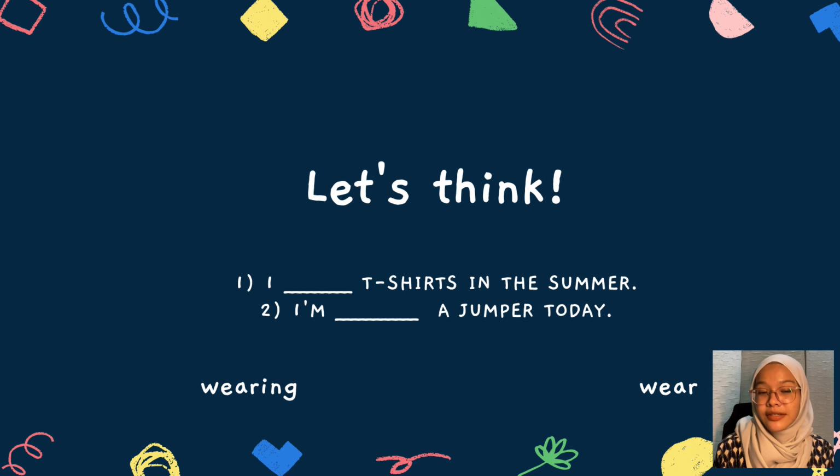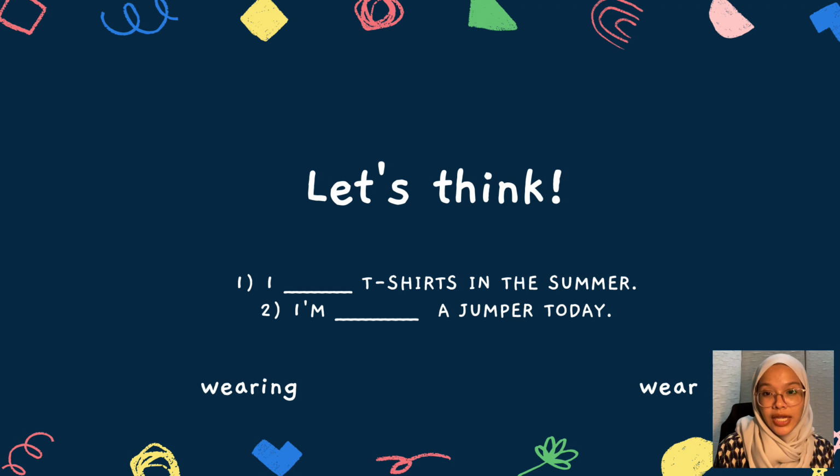The answer for number 1 is I wear t-shirt in the summer. Okay, the verb is in base form, so is it present continuous or present simple? It is present simple. So the answer for number 2 will be I am wearing a jumper today. It is present continuous because it is formed by adding ing to the verb.